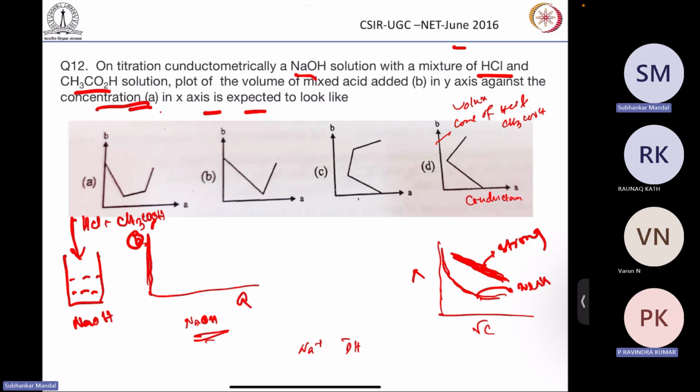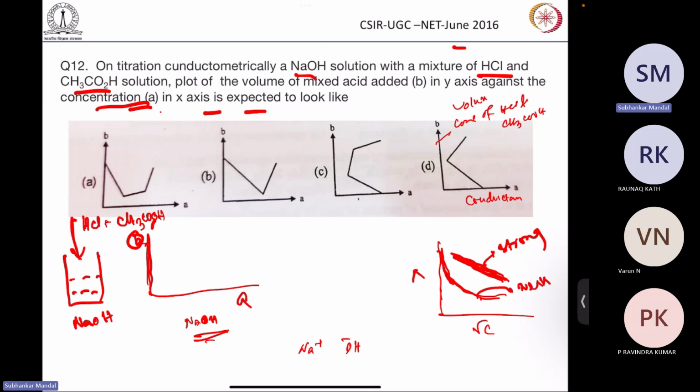But in the case of a weak electrolyte, what is happening? In a weak electrolyte, the electrolyte does not completely dissociate. So when you dilute the solution, it will dissociate more, the number of ions will increase, and the conductivity will sharply increase. Okay, so now we can come to the question, because strong electrolyte and weak electrolyte are involved there.